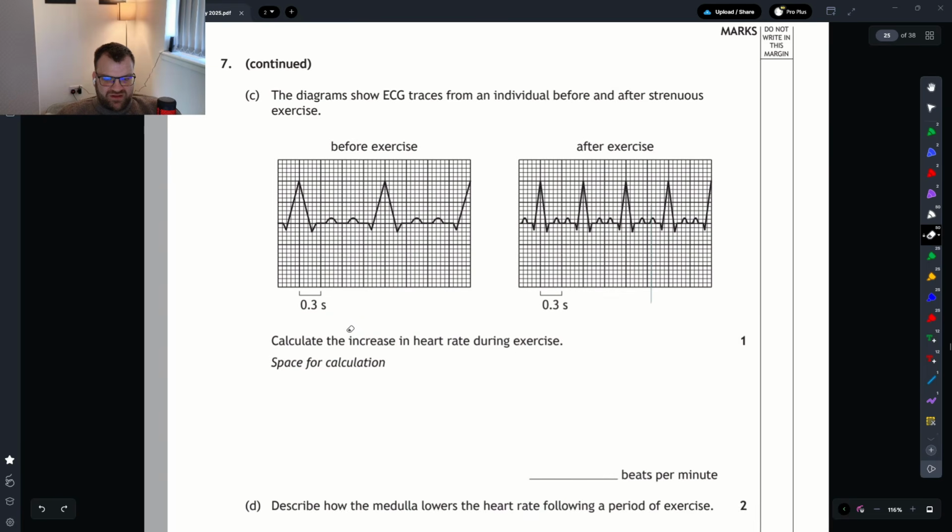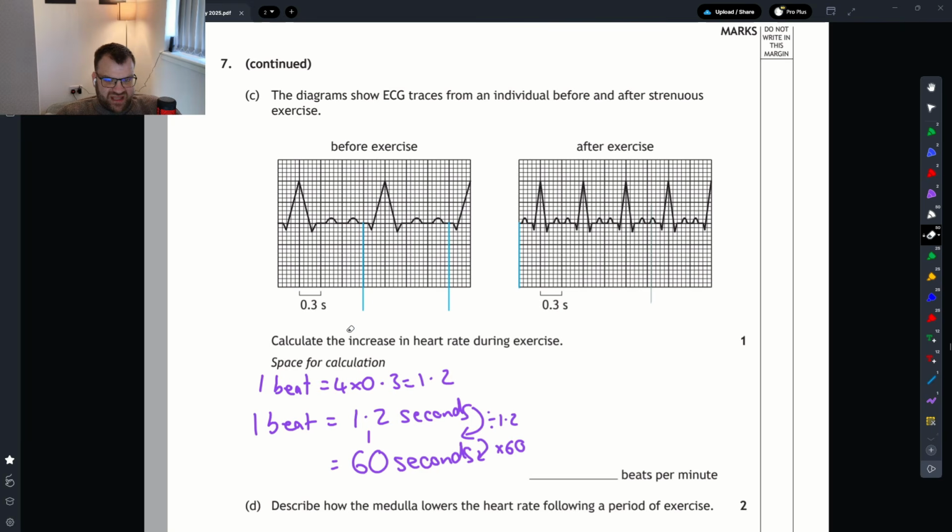Next up, we can calculate the increase in heart rate during exercise. So let's find the heart rate before exercise. I'm looking for a repeating section, which here looks like that. That gives me 4 boxes. If one box is 0.3, 4 of them are 1.2 seconds. I want to scale up from 1.2 seconds to 60 seconds. Divide by 1.2, times by 60. Do the same to the one beat, and you end up with 50 beats per minute.